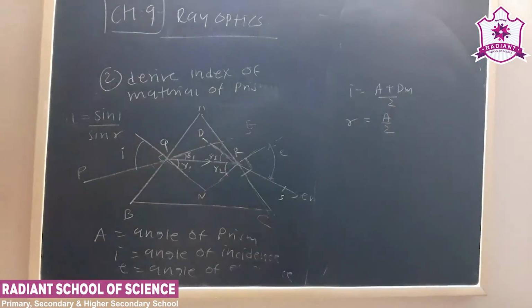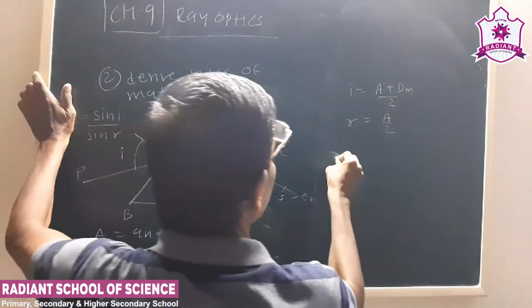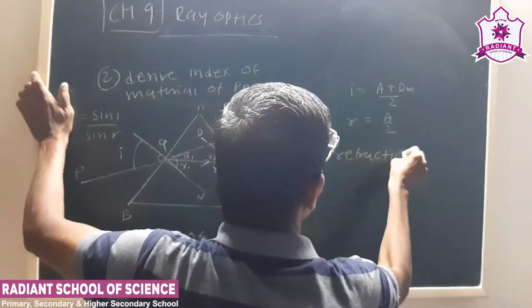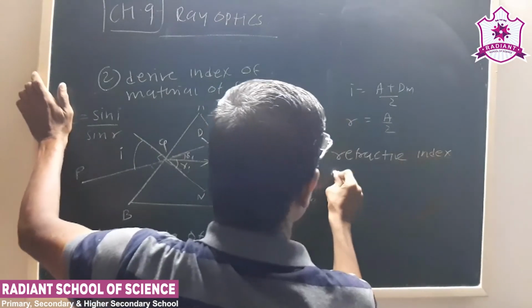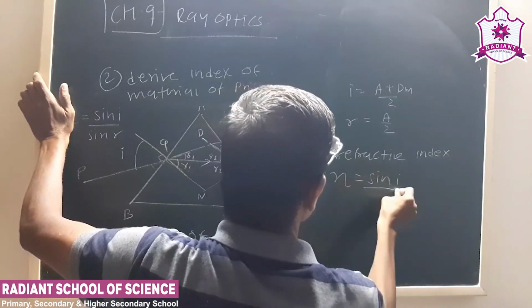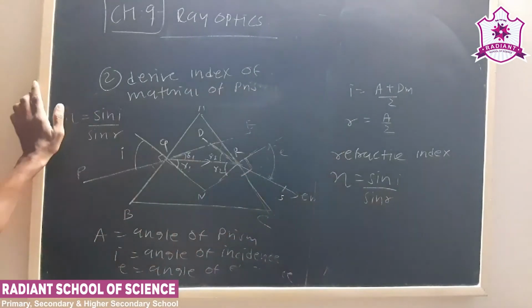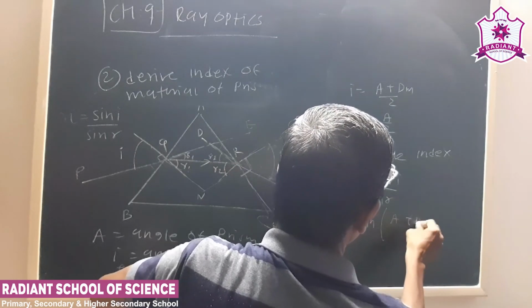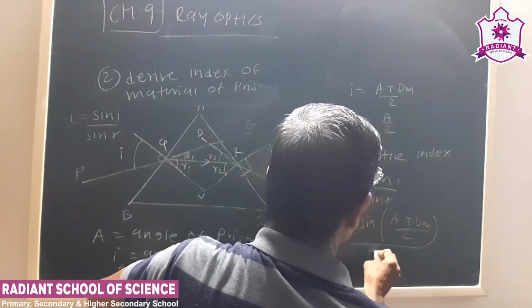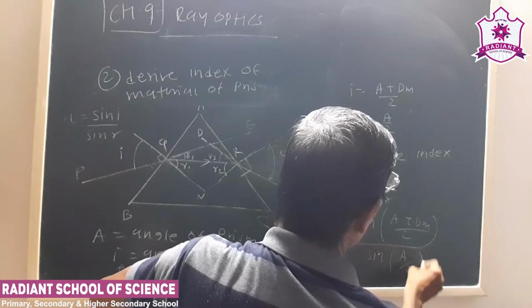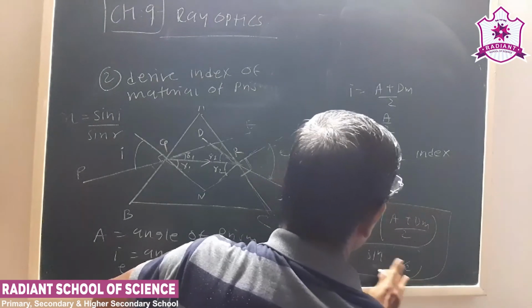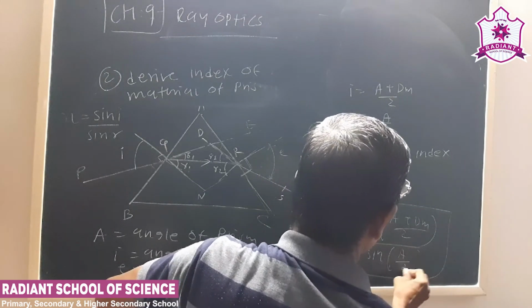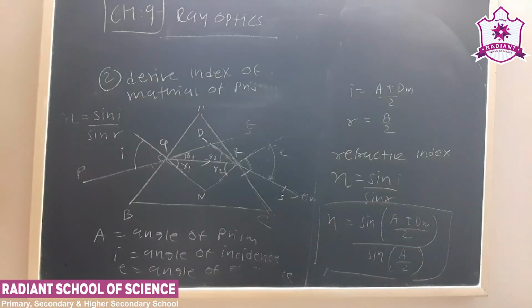Now the refractive index, eta, is sin i upon sin r, that is, sin of (A plus dm) by 2 upon sin of A by 2. So this is the equation of the refractive index of the material of the prism.